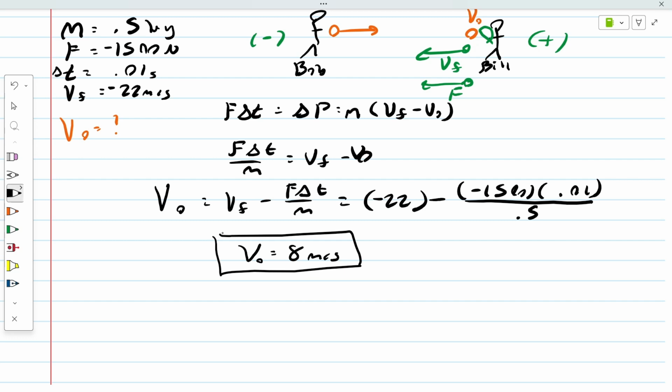In the next video, we'll talk about conservation of momentum, which is a really important principle to solve most problems with momentum and really shows why momentum is so powerful in physics.